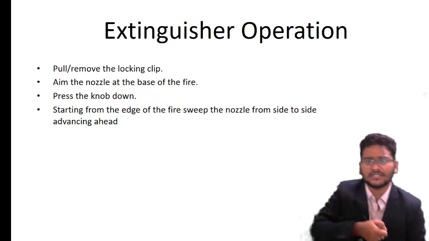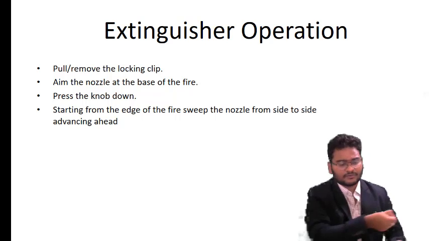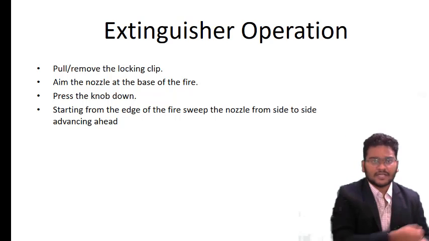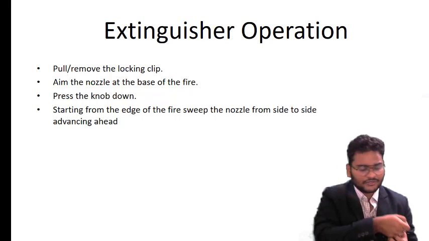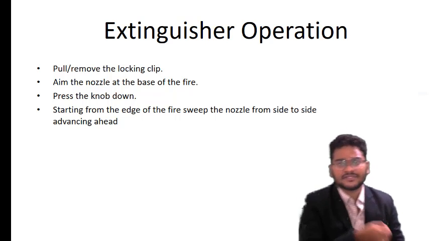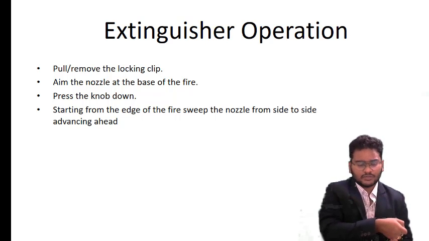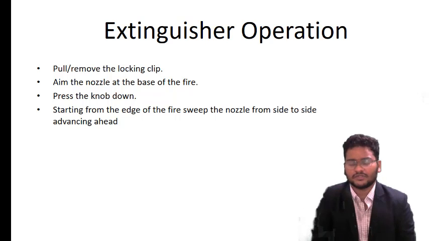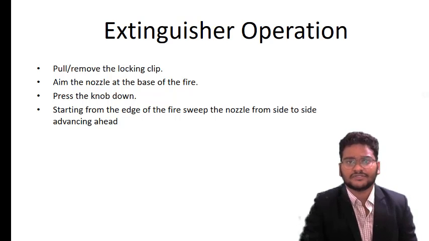Whenever you stretch the hose and press the nozzle, you have to rotate the extinguisher from one side to the other, right to left or left to right, and control the fire starting from the edge of the fire. Whenever you are using the extinguisher, you sweep from the edge of the fire from one side to the other side, so that you can control the fire. So this is the extinguishing operation.